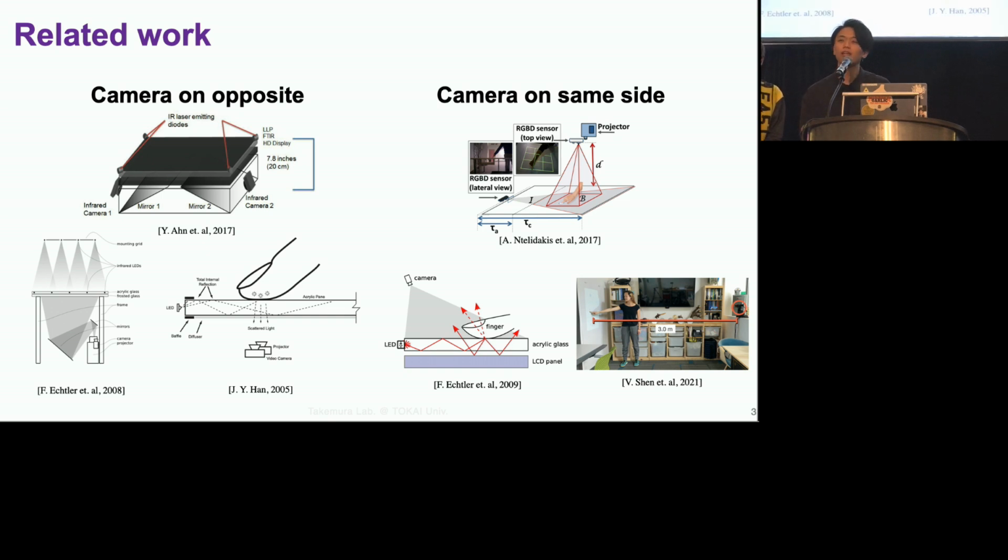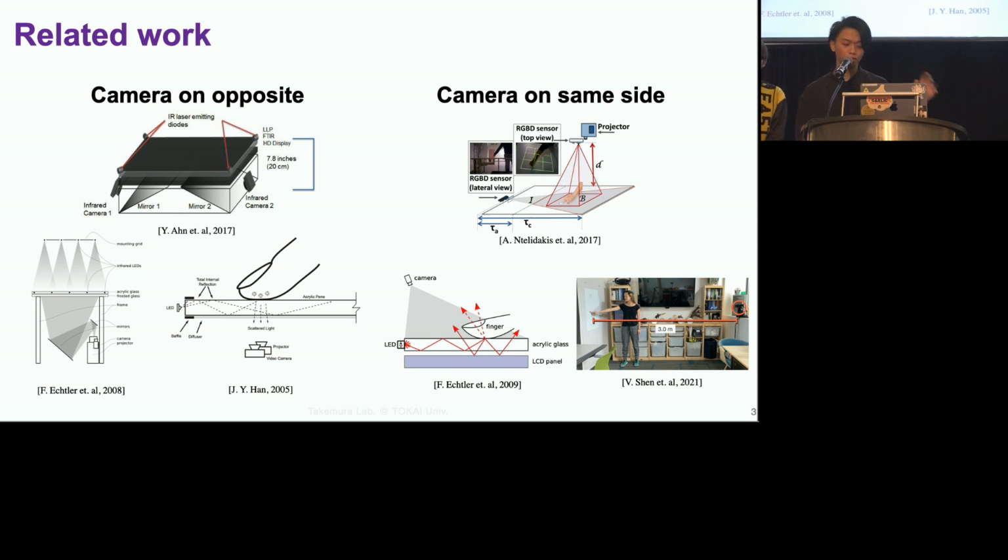Now I want to move on to the related work in the field of vision-based touch interfaces. Vision-based touch interfaces are well known for high accuracy, and they are able to cover a large area, and they are easy to install. But they all face the challenge that they require volume in space. So we categorize the vision-based touch interfaces into two types. One is the one that has the camera on opposite sides of the sensing surface, and the other is the one that has the camera on the same side as the sensing surface.